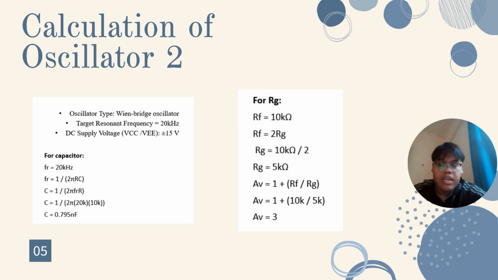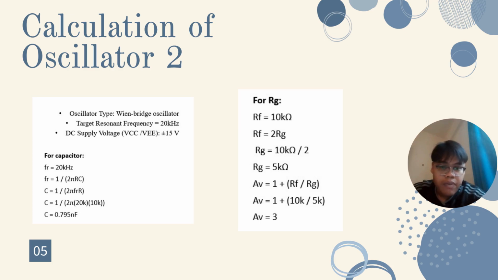Okay, this is the calculation of oscillator 2. For the capacitor, Fr equals 20 kilohertz, and the formula for Fr is 1 over 2 pi RC, so C is 1 over 2 pi Fr R. So C is 1 over 2 pi times 20 kilo times 10 kilo, and the result is 0.79 nF.